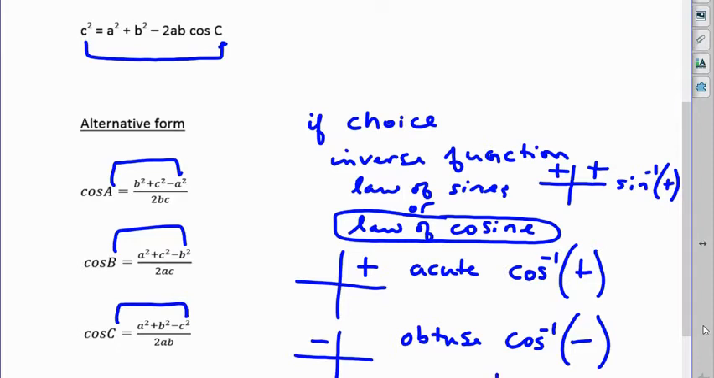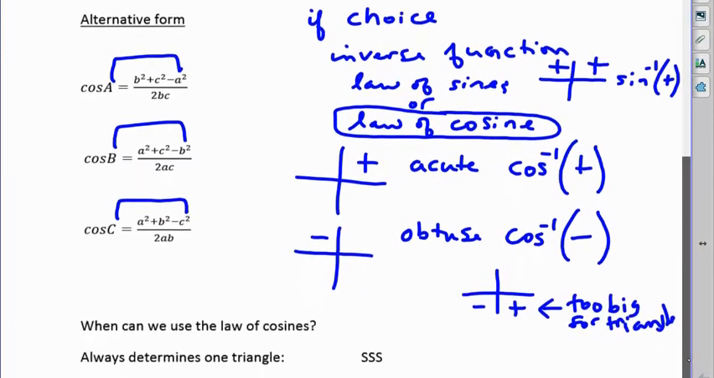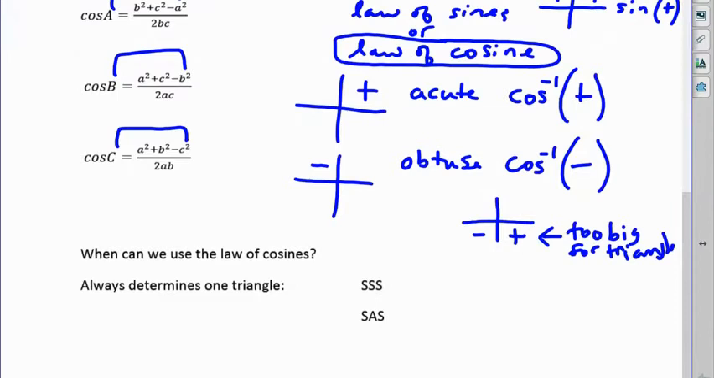The reason why we can discount quadrant 3 and quadrant 4 is because all of those are too big for a triangle. That's kind of low. Probably should move that up. So that's too big for a triangle.